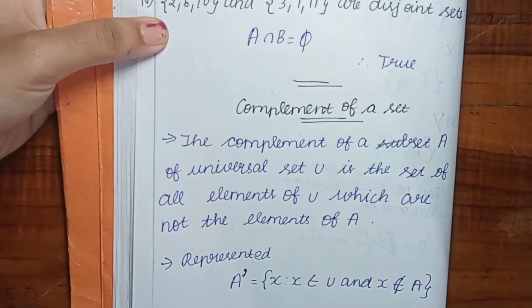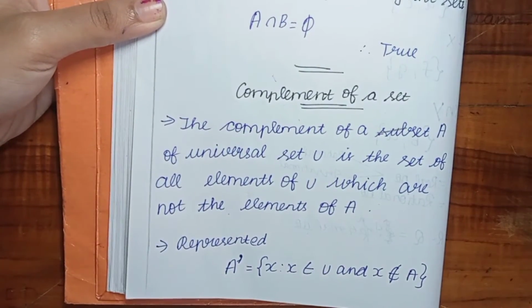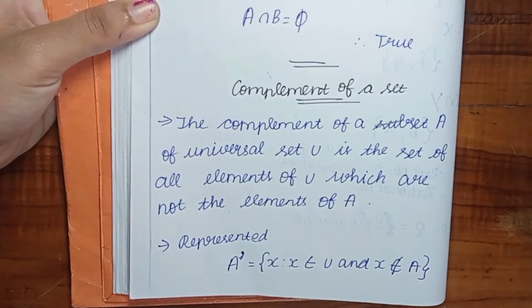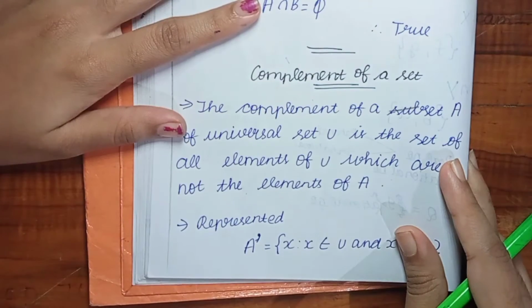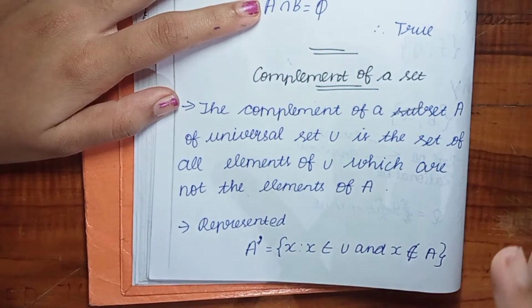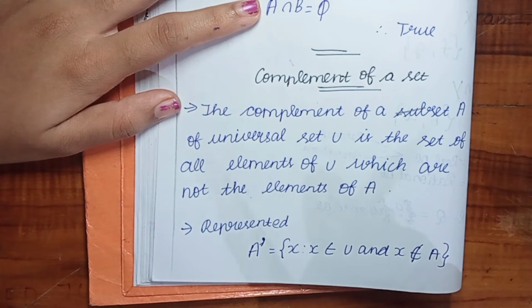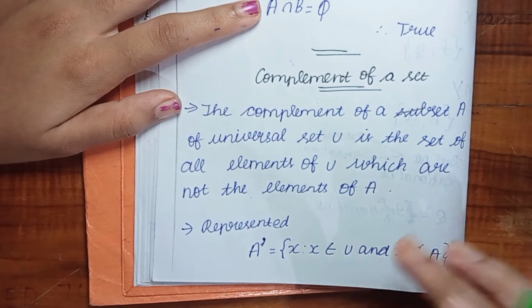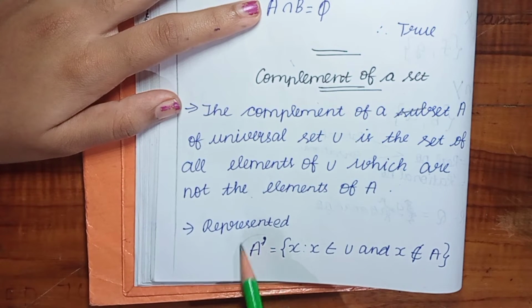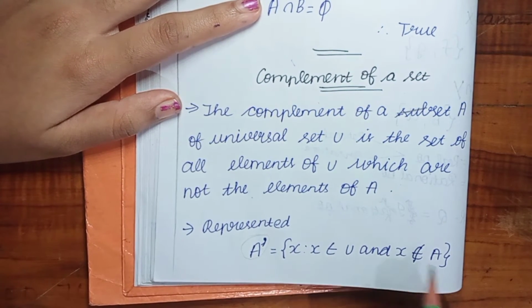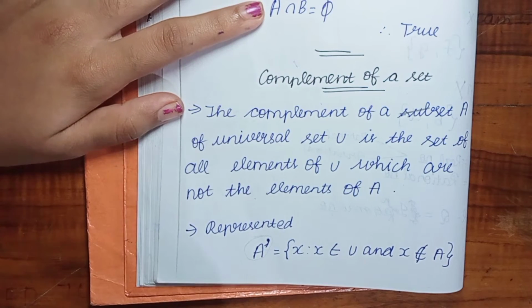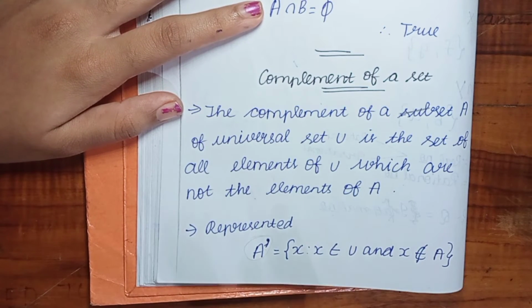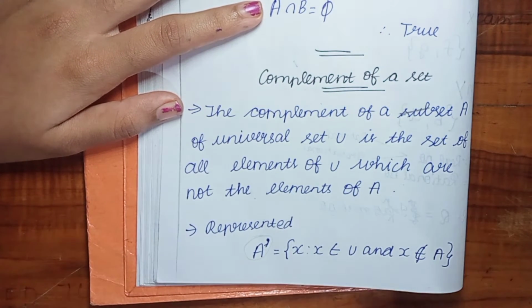Okay. Next guys, we have something called complement of sets. The complement of a subset A of universal set U is a set of all elements of U which are not the elements of A. Okay. You will represent A complement like this: X such that X belongs to U and X does not belong to A. It should belong to the universal set, but it should not belong to the set A.